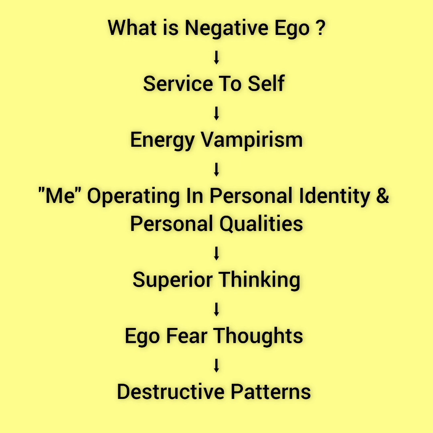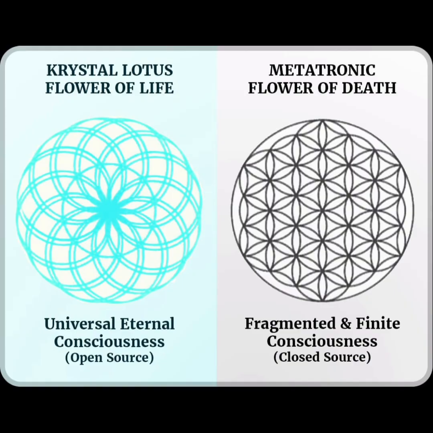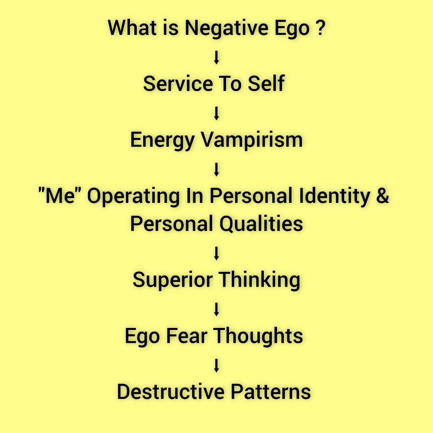So the egotist person has a very overwhelming sense of centrality of the me operating in their personal qualities and also in their personal identity. As I told you, right now in the 3D we can see very clearly there are two timelines. One is the artificial timeline and one is the organic crystal timeline. And right now, the 3D timeline is a clone world run by the service to self, that is the negative ego, the psychopaths and narcissists.